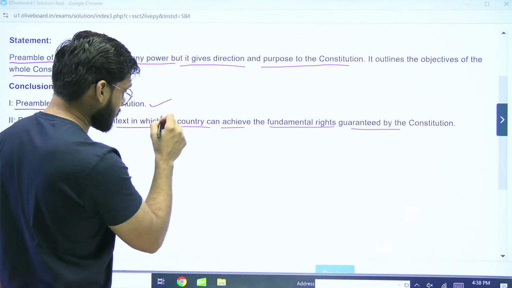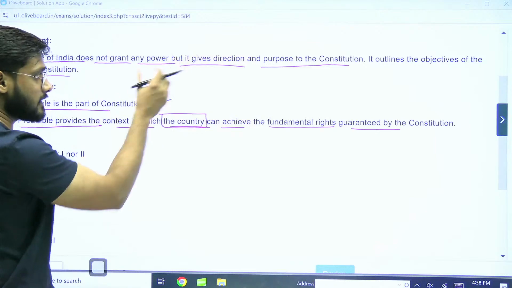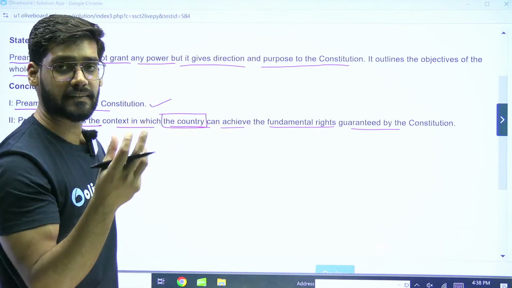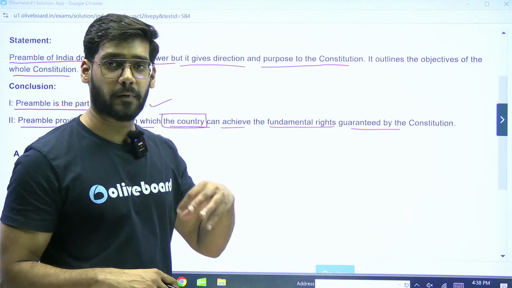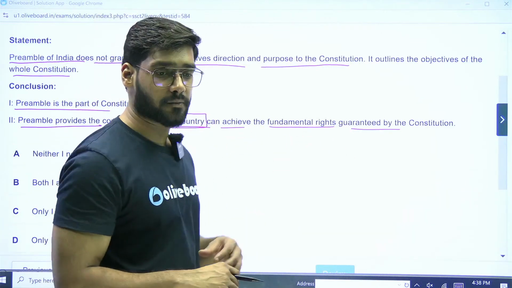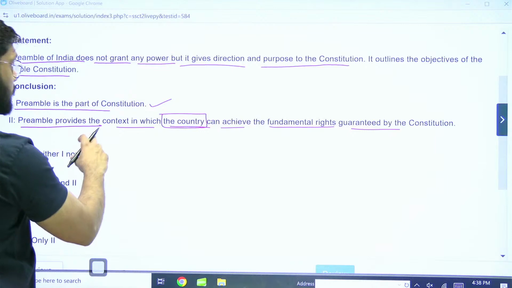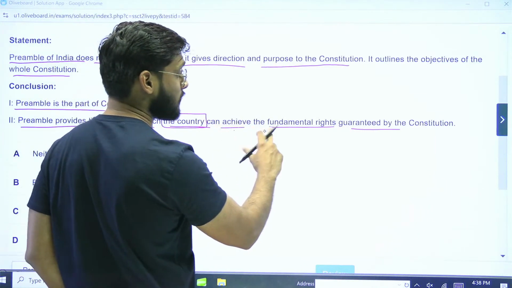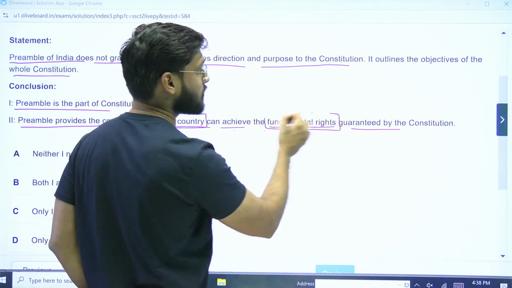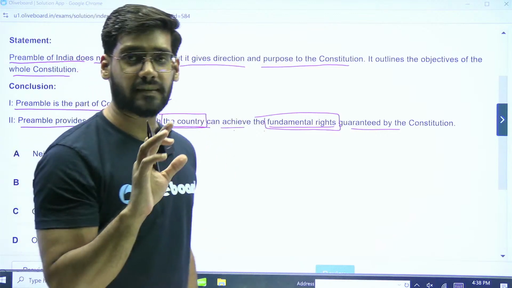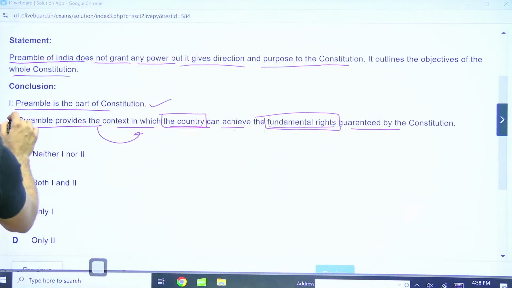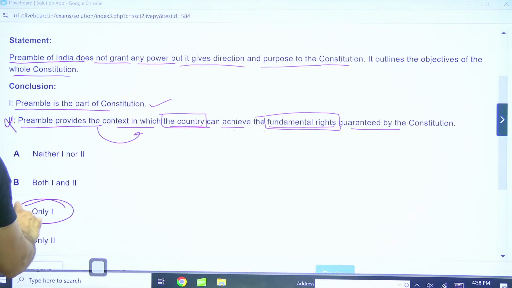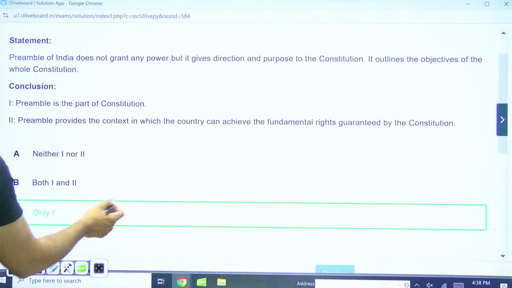We cannot know, it is not in the statement. Nothing is said about any country. It is said about India. If it was given about India, then we could have concluded this part. But we cannot say about any country. Nothing has been said about the fundamental rights as well, guaranteed by the constitution. So the second conclusion does not follow. Only one follows, option C should be the right one. Let's mark option C.